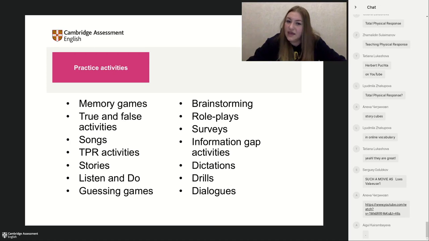All kinds of guessing games, brainstorming, of course, role plays, surveys, information gap activities, different dictations, drills, and dialogues. And by the way, that's the long list of activities. But there are some basic ones that I think everyone uses in the classroom.